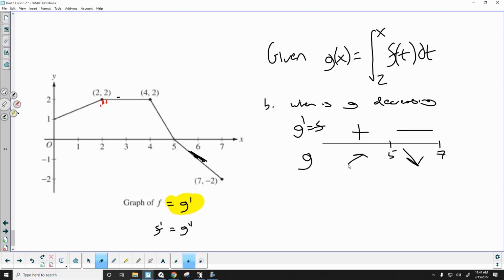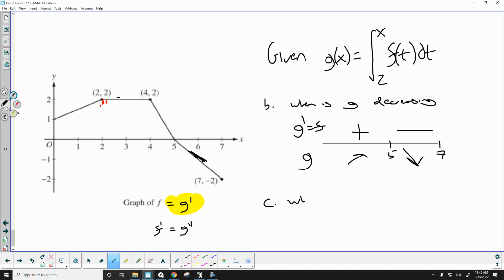5 to 7. Now, if you go to the left, you're like, oh, I have negative numbers. I'll show you in a second. That doesn't mean we're decreasing. Those are values. All right, part C.